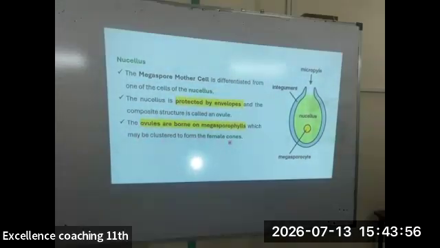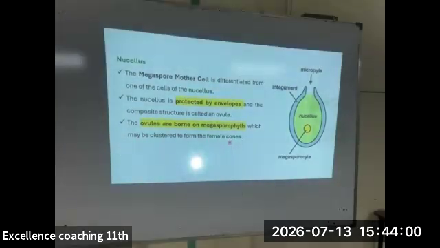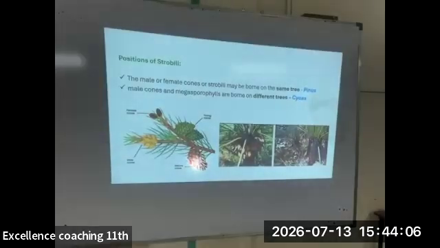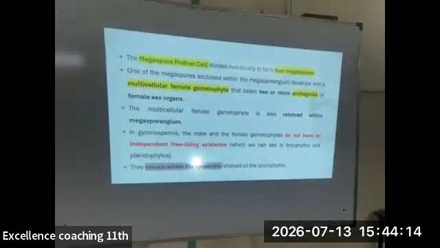Okay, so more than one female cone is coming, then another, then a third, and they are forming a nice bunch of cones, which you can see like this. Okay, this is one female megasporophyll, this is second, third, fourth, fifth, sixth, seventh. Okay, yes, then. So the megaspore mother cell.